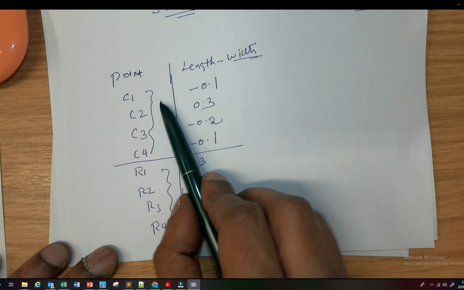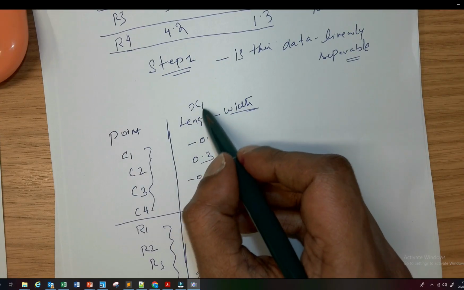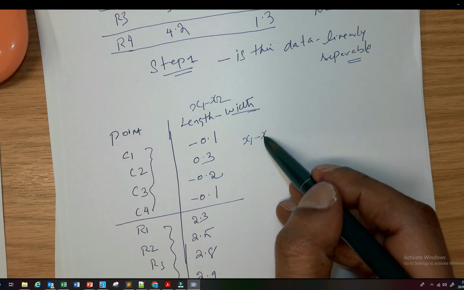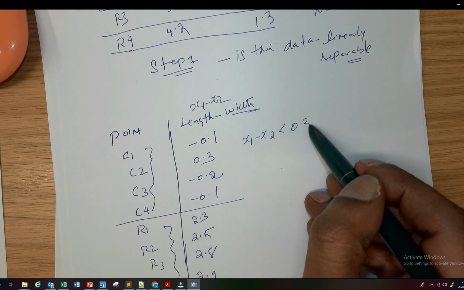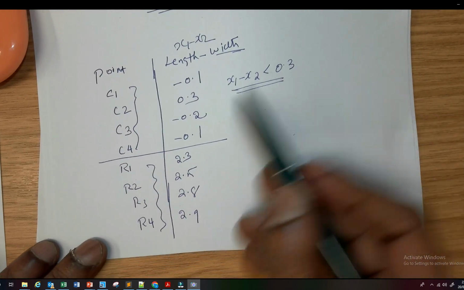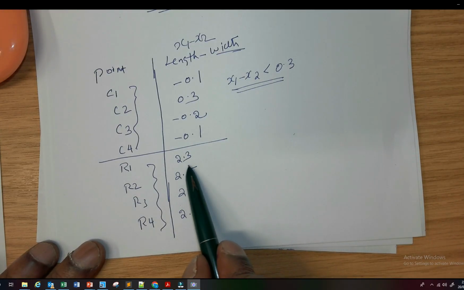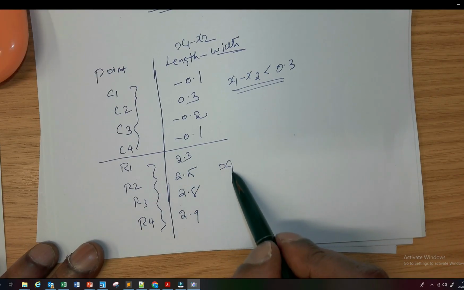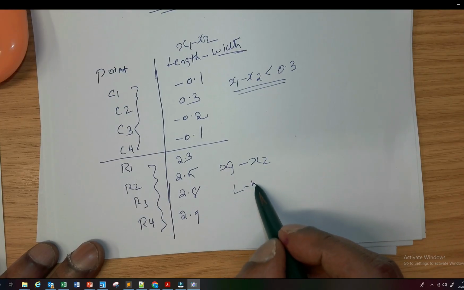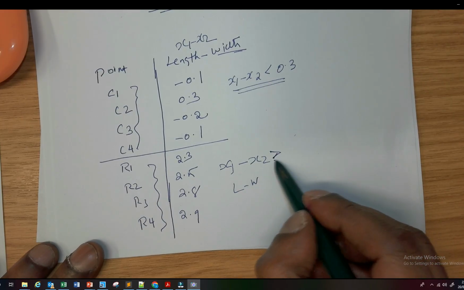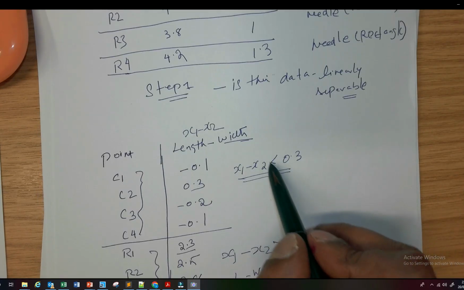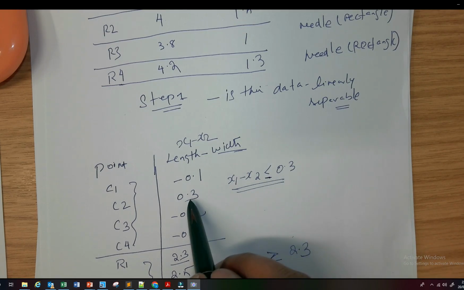One thing we can notice in circle is x1 minus x2. You can see that all the values of x1 minus x2 are less than or equal to 0.3. Whereas in the case of rectangles, length minus width, x1 minus x2, is greater than or equal to 2.3, since the minimum is 2.3. So here in this case, x1 minus x2 is less than or equal to 0.3.